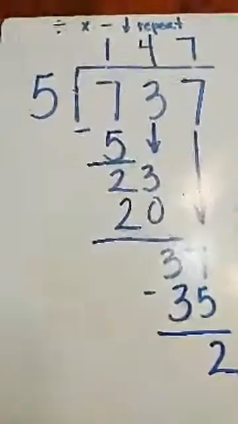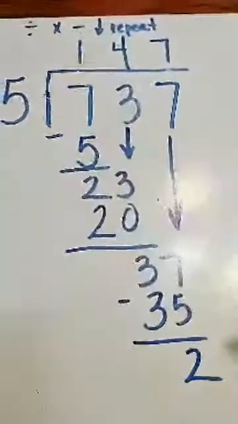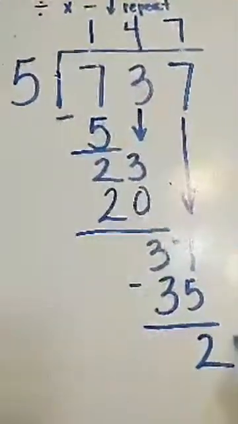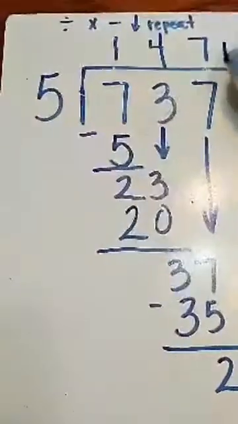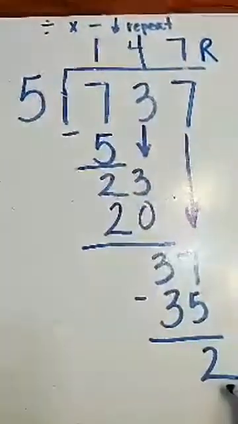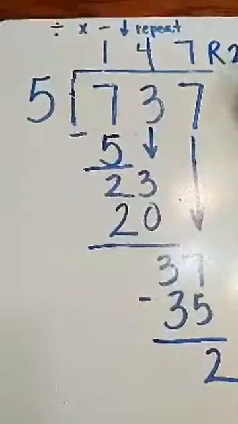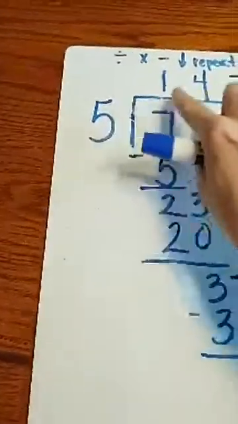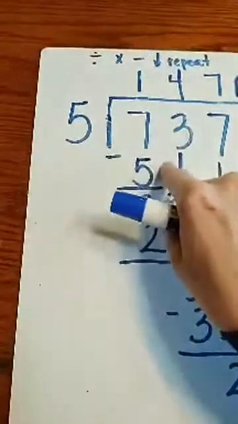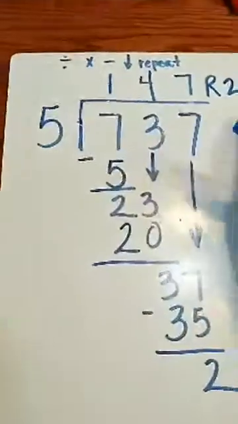Okay, I've got a number down here, but I'm out of numbers, so I can't bring anything down. So this is called my remainder. I bring it up here, I put an R, and then I say what that number is down at the bottom, 2. So 737 divided by 5 is 147, remainder 2.